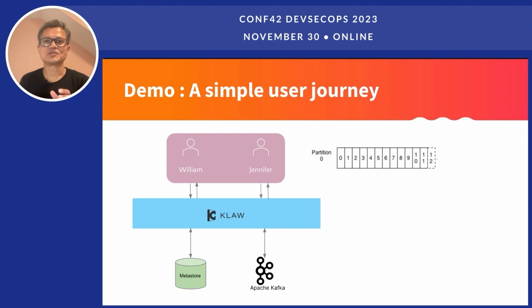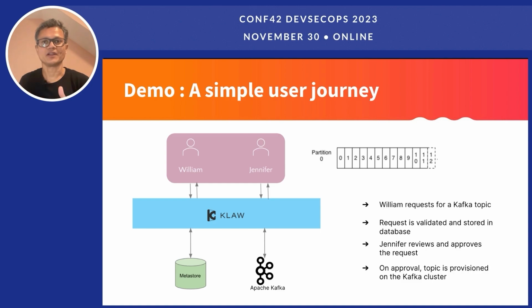This use case is to provision a Kafka topic. Here, William requests for a topic, which is validated and stored in the database, and Jennifer reviews and approves the request. On approval, topic is provisioned on the cluster. That's it. Now same principle is applied for the other elements too.